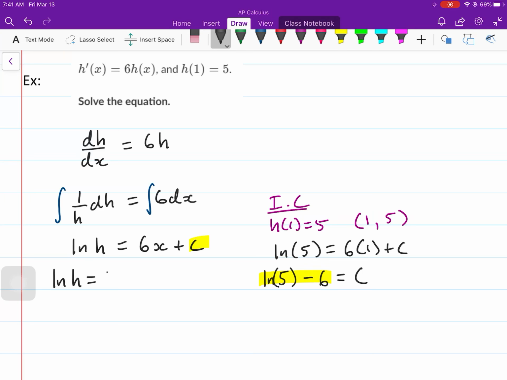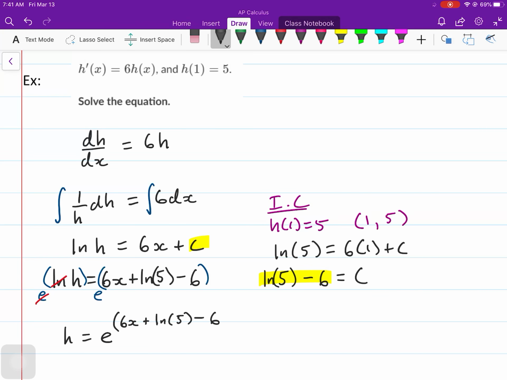So we have natural log of h equals 6x plus the natural log of 5 minus 6. And in order to get h by itself, we're going to go ahead and raise each side with a base of e. So each side becomes the exponent for the exponential function, but the whole purpose of that is because e and natural log right here, they're going to go ahead and cancel out, leaving us with h equals e to the, and I'll use parentheses just to show you everything's up here, 6x plus natural log of 5 minus 6.